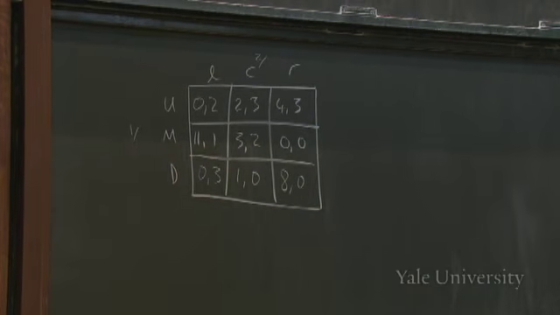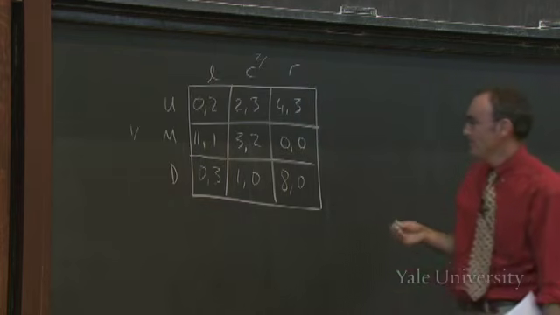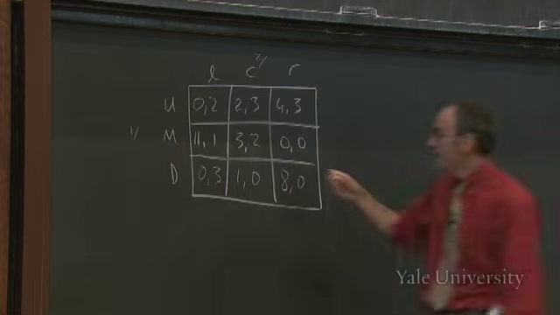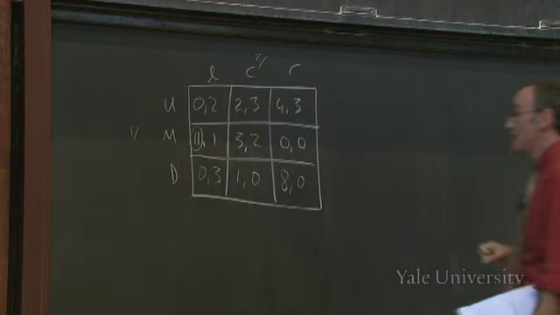Where's the mic? Oh, thank you. So Ali, do you want to just grab somebody and ask them what's the best response against left? You can grab anybody. What's the best response against left? Middle. Middle, okay, good. So middle is the best response against left because 11 is bigger than 0.